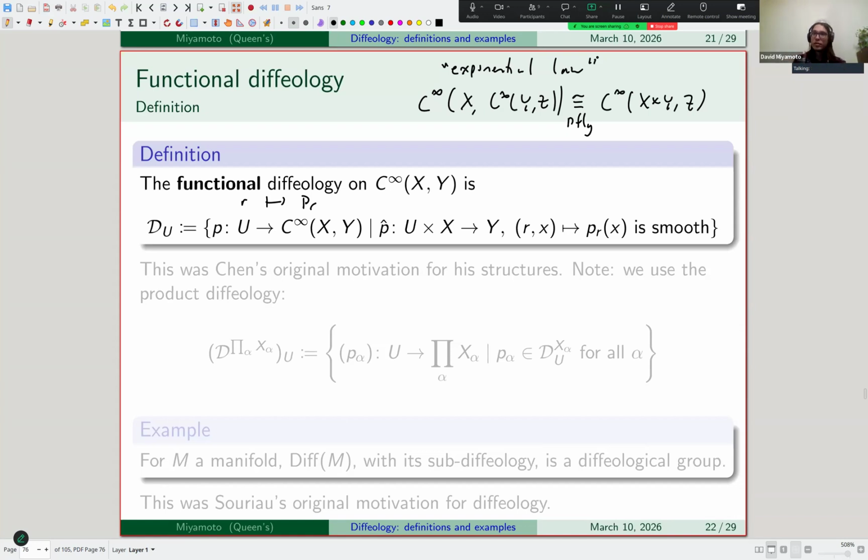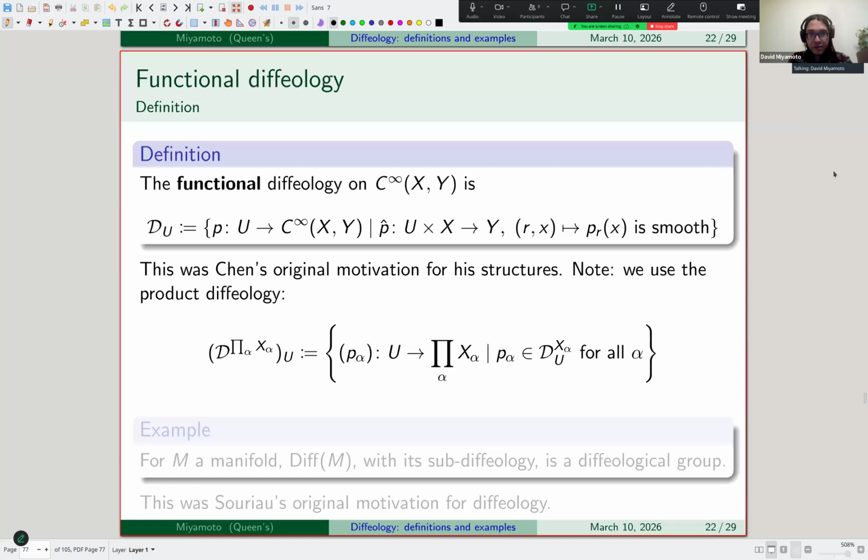Everything can be a Fréchet manifold if I equip it with some trivial structure. But we're really trying to get these exponential laws on these mapping spaces when we equip them with smooth structure. So diffeology will always have it, and in some cases you can get a Fréchet structure that also does. So this is a functional diffeology, and that's Cartesian closedness. This was Chen's original motivation. Chen wanted to do some path integrals, and so he wanted a functional diffeology on path space.